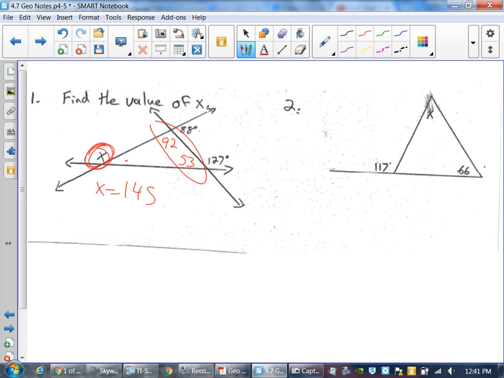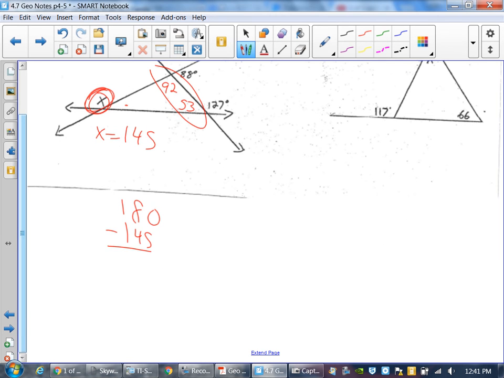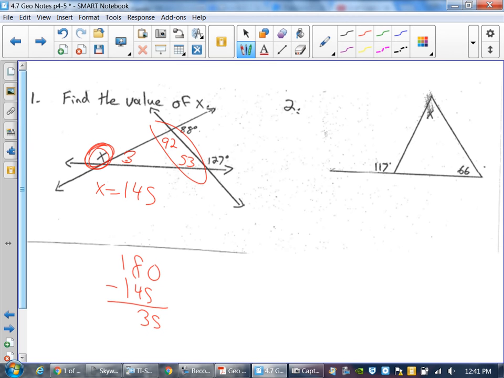Or, do it the other way. What's 92 and 53? 145. The sum of the interior angles is 180. If I subtract 145 from 180, I get 35. Which means this inside angle would be 35. Its supplement would be 145. Either way works. You're going to get the same result. It's just that sometimes it's easier to work with the more specific theorem because it's quicker. Am I going to yell at you if you do it either way? No. It's okay. All right?